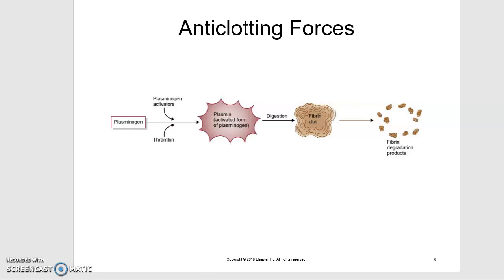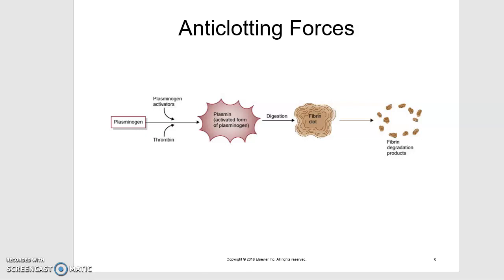Anti-clotting forces. Whenever the clotting cascade is started, anti-clotting forces are started to limit clot formation only to damaged areas, so normal perfusion is maintained everywhere else. So this is basically the body's way of making sure the clots only occur where they're needed.